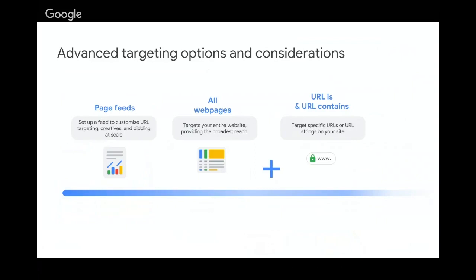Secondly, you can look at using all web pages in combination with URL is and URL contains. All web pages, as it says on the tin, looks at all of the pages on your site, and will use the DSA technology to crawl across that, and you can combine it with your URL is and URL contains. We wouldn't recommend using all web pages on its own unless you're very comfortable with the DSA tool and also comfortable with the fact that it's going to go across your entire site.